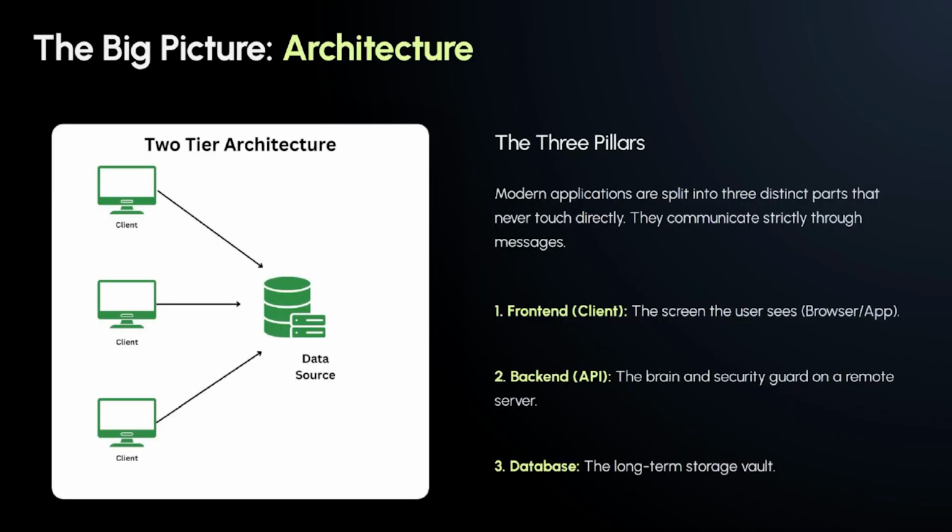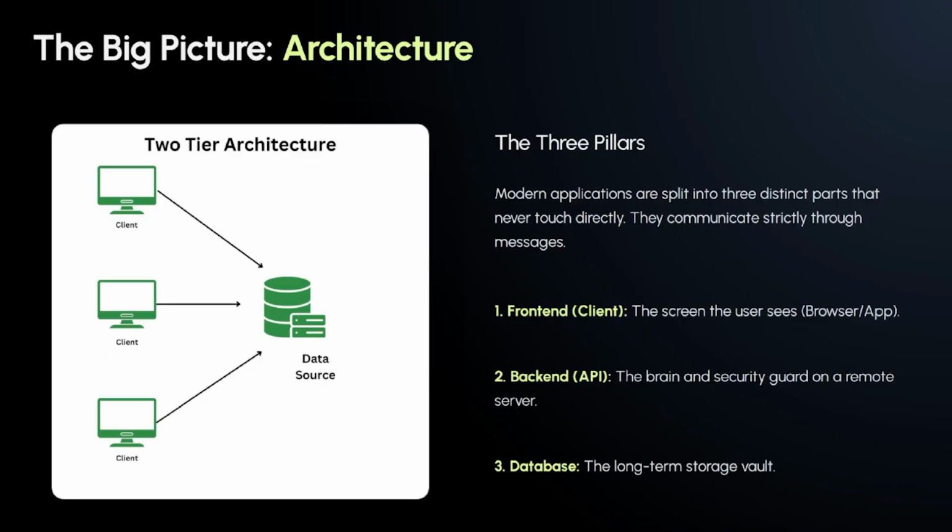So let's look at the actual technical architecture, because modern software is not just one big block. It's separated into three distinct pillars. First you have the front end. This is the browser app you interact with when you log into a website. Second is the back end. This is the API server, the brains of the operation that handles security and the logic.